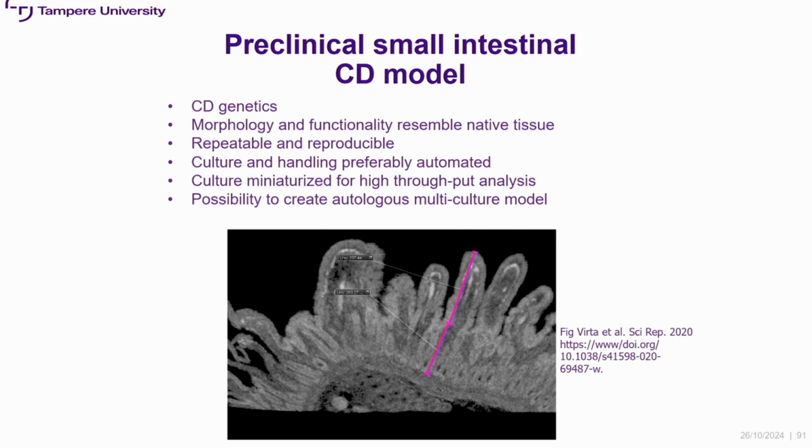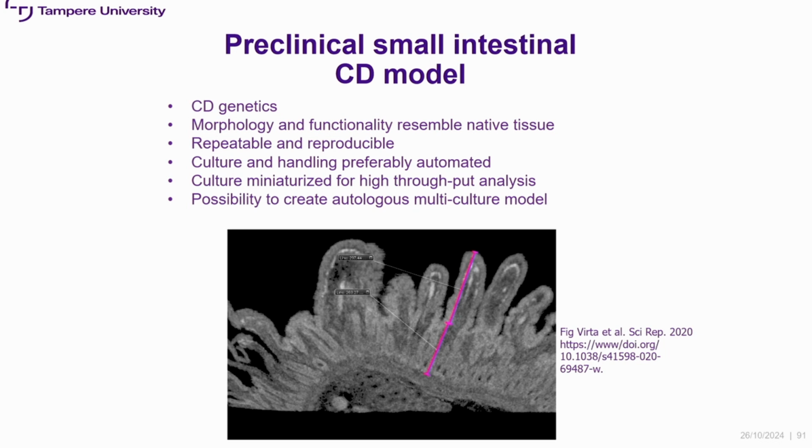So for that reason, the old-fashioned small intestinal models from the immortalized epithelial cells are ruled out because they don't have the CD genetics. And then they should have the morphology and functionality, which resemble the native tissue. And then also those models should be repeatable, reproducible. And then the culture and handling, because it's currently very laborious and labor intensive. It should be easily automated, and then the culture should be also miniaturized to have the high throughput analysis.